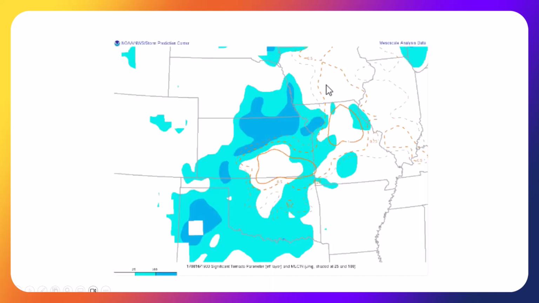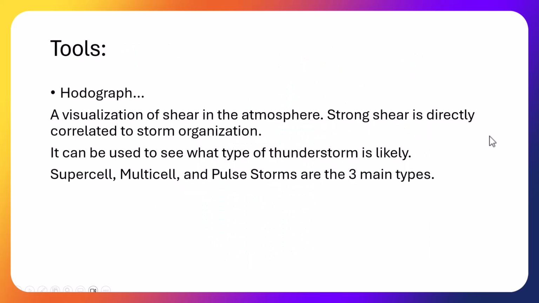This is kind of what this looks like. We have our mixed layer CIN, and then we have our significant tornado parameter, the orange circles.